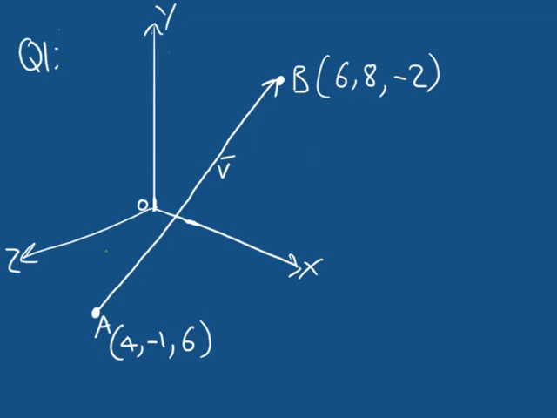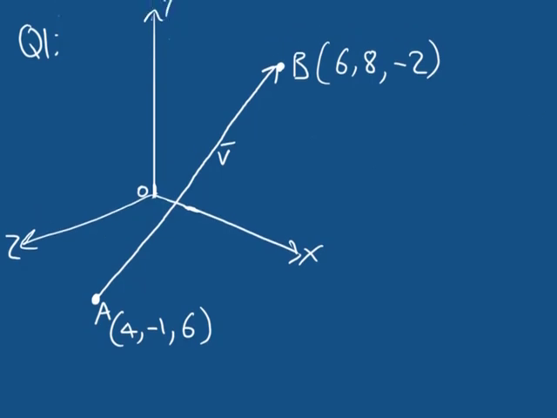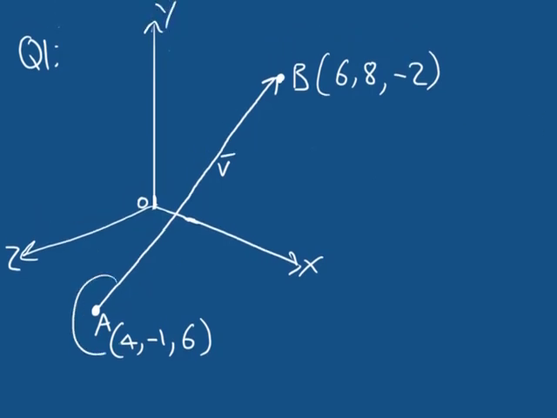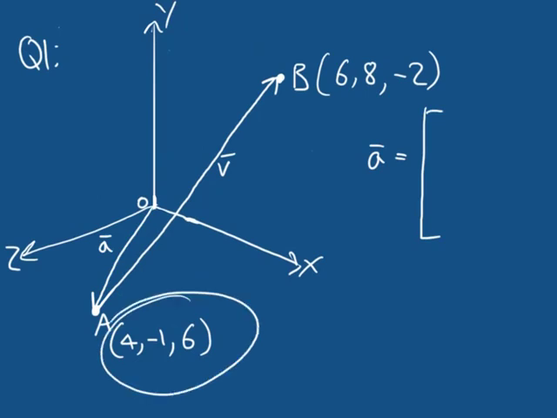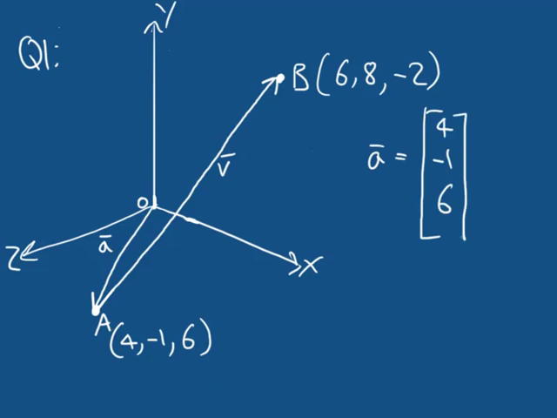Okay, welcome back everyone. So we need to create 2 position vectors, one for our point A and one for our point B. So we're going to have a position vector that goes from the origin, because it's a position vector, to the point A. I'm going to name that A, and we know that A has the components that are equal to the coordinates of its endpoint. So it's equal to 4 in x, minus 1 in y, and 6 in z.